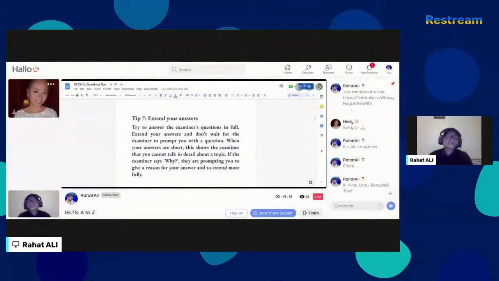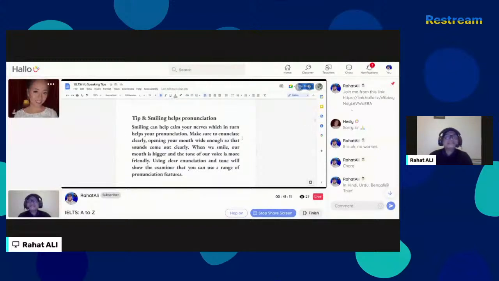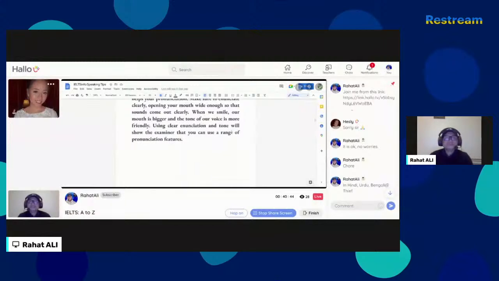Do not give answers which are not related to the topic. Smile, because smiling helps you with good pronunciation. A smile can also help you calm your nerves. Also, do not be nervous. Calm down during the exam and focus on the question. Please bear in mind that for every question in the IELTS exam there is a question pattern or grammar pattern which you may use while responding to the question.